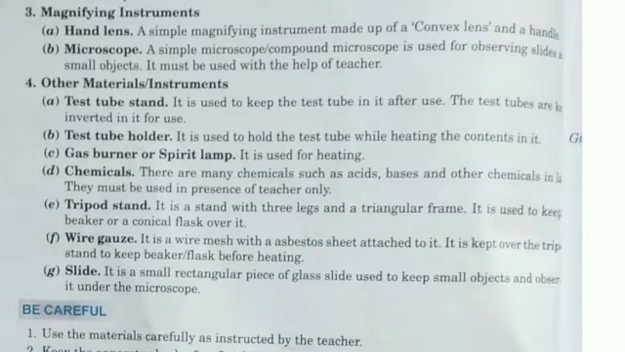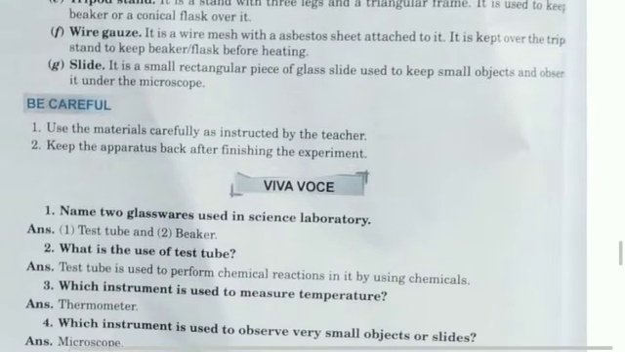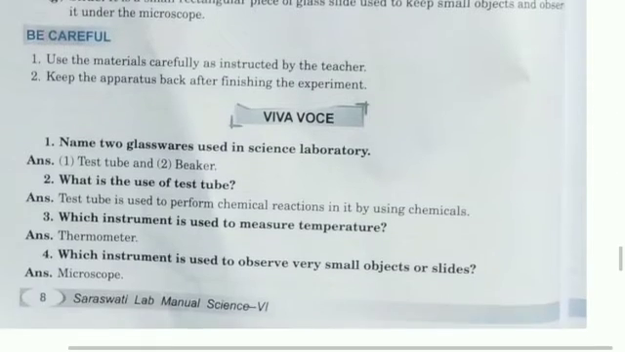Last one is the slide. A small rectangular piece of glass used to keep small objects and observe them under the microscope. Be careful, use the material carefully because most of them are made of glassware or something else. Keep the apparatus back after finishing the experiment.